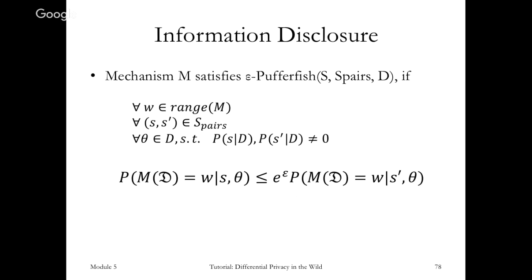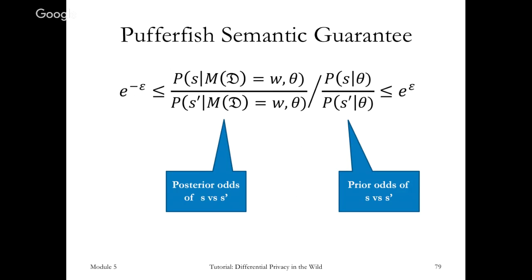The nice thing about this is that it gives a very nice interpretation of what privacy is, which is that the ratio of the adversary's posterior odds of whether S is true or S prime is true, if S is Bob is in the table and S prime is Bob is not in the table, the adversary's posterior odds after looking at the output, over the adversary's prior odds of whether Bob is in the table or not, that ratio is bounded by e to the epsilon. Okay? Right? So any questions?